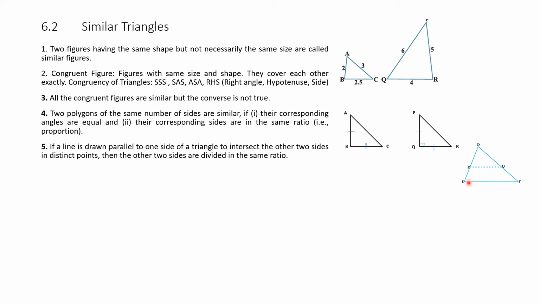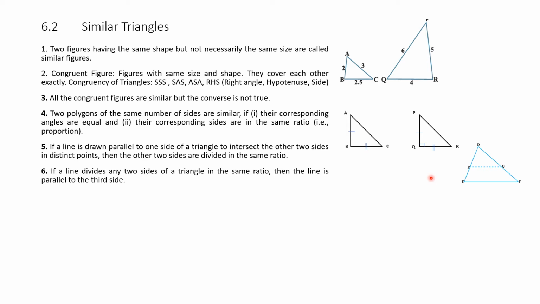That is, PQ is parallel to EF, intersecting side DE at P and side DF at Q, two sides in distinct points. Then the other two sides are divided in the same ratio. That means DP by PE equals DQ by QF. This is the basic proportionality theorem.